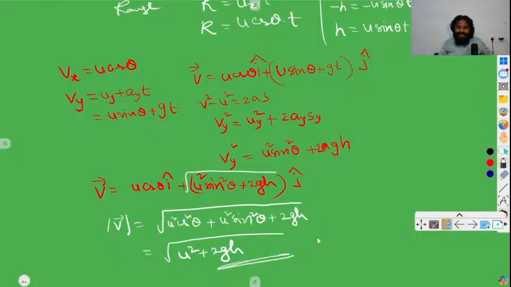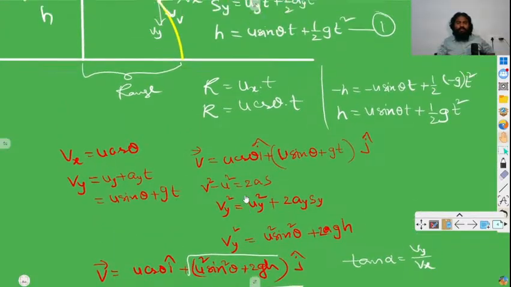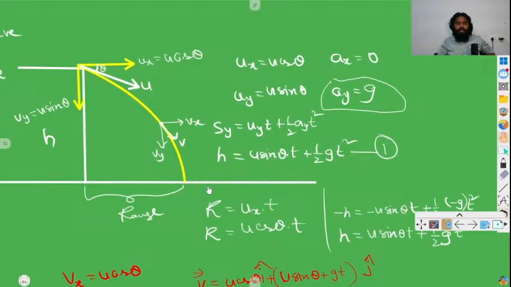So from this, if I send the root to that side, v square is equal to u square plus 2gh. Even in the earlier case you got the same thing, right? Clear now? And they can ask for alpha also, you know very well, tan alpha is equal to vy by vx, right? This is about the third case when you project a particle vertically downwards.